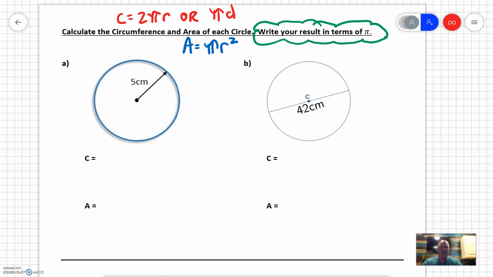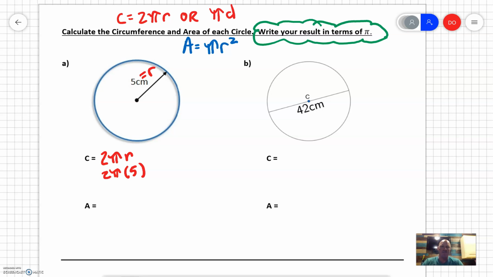So with our first circle, we have a radius of 5 centimeters. So right here, this is the radius, 5 centimeters. So to calculate circumference, we're going to do 2 times pi times the radius. And in this case, 2 times pi times the radius is 5.